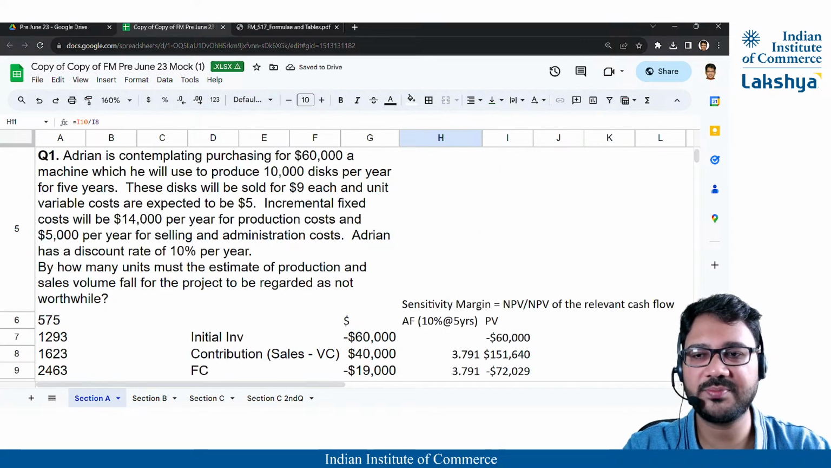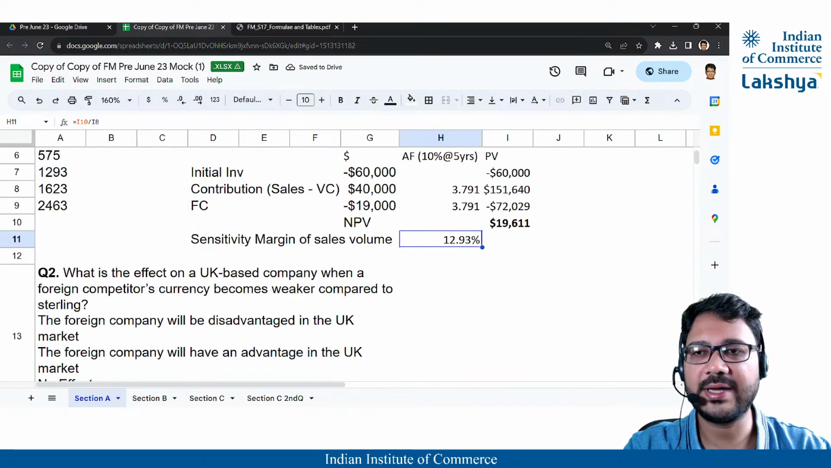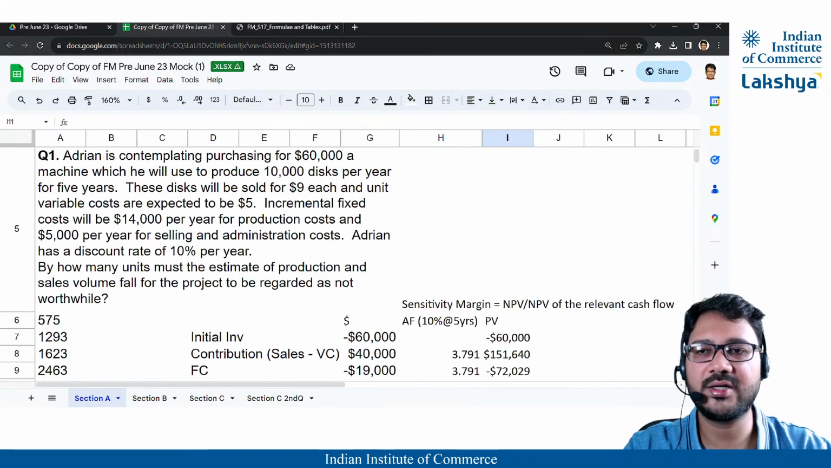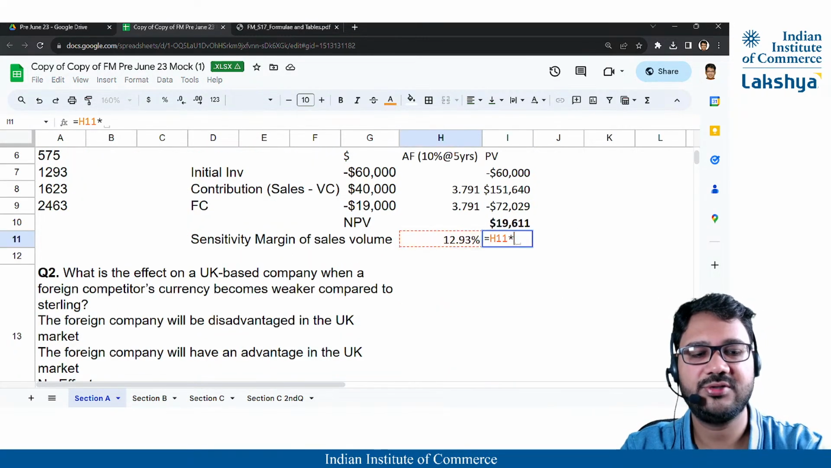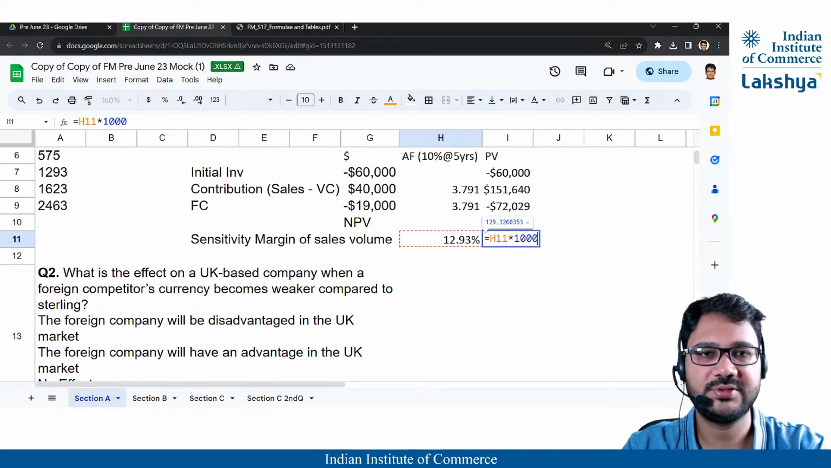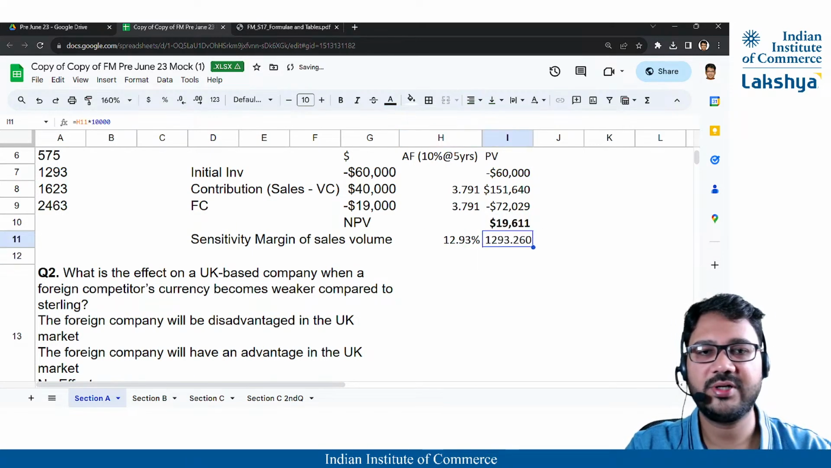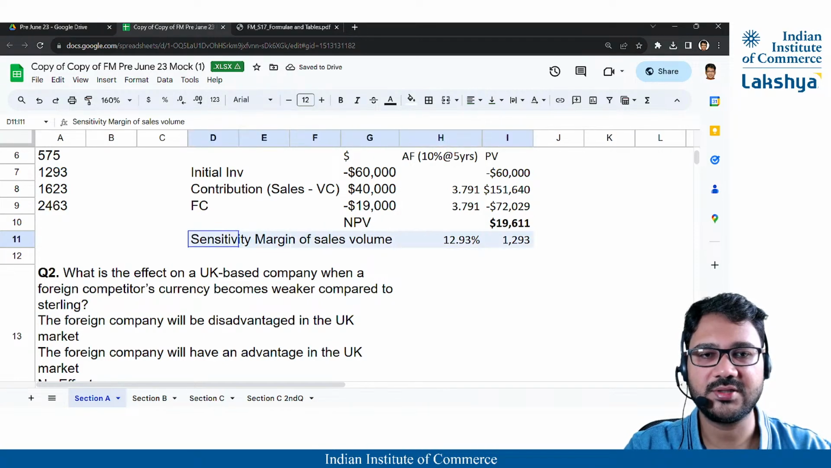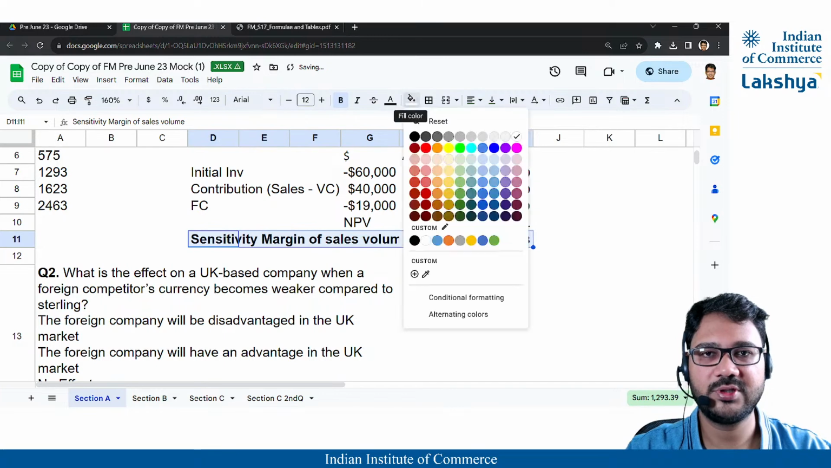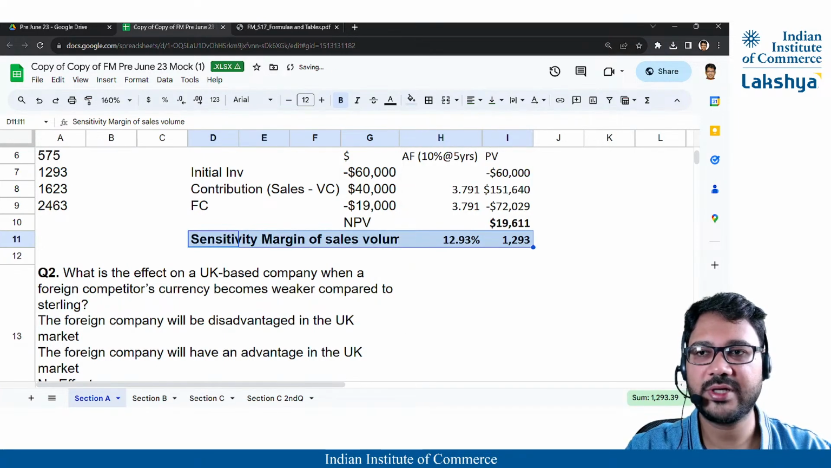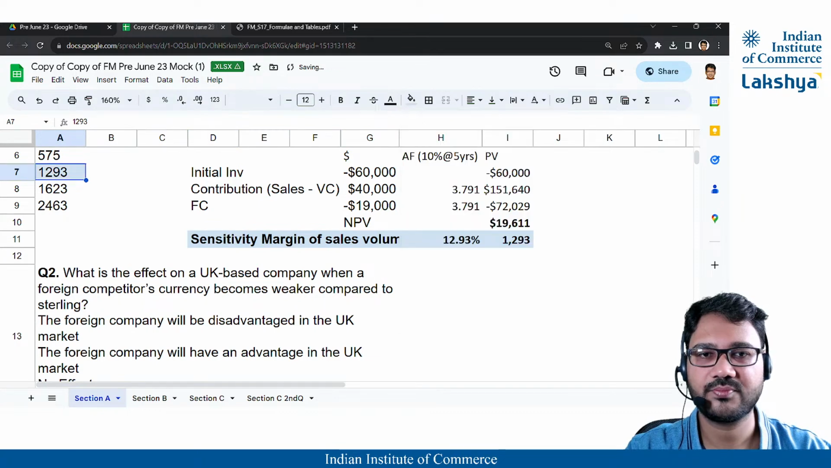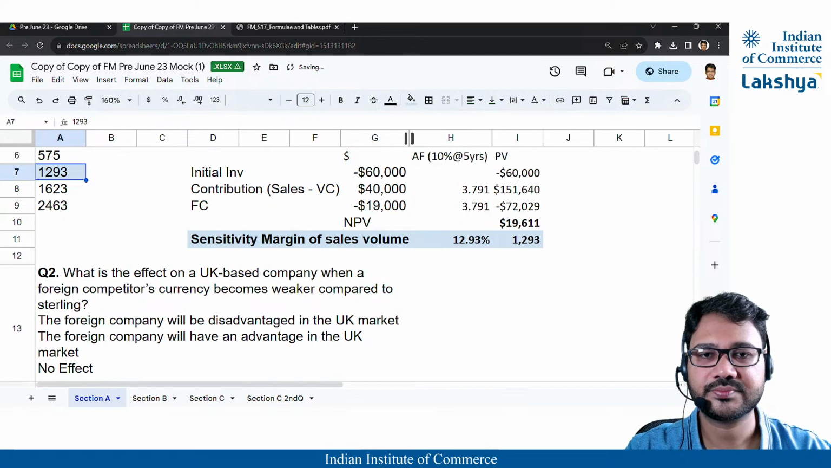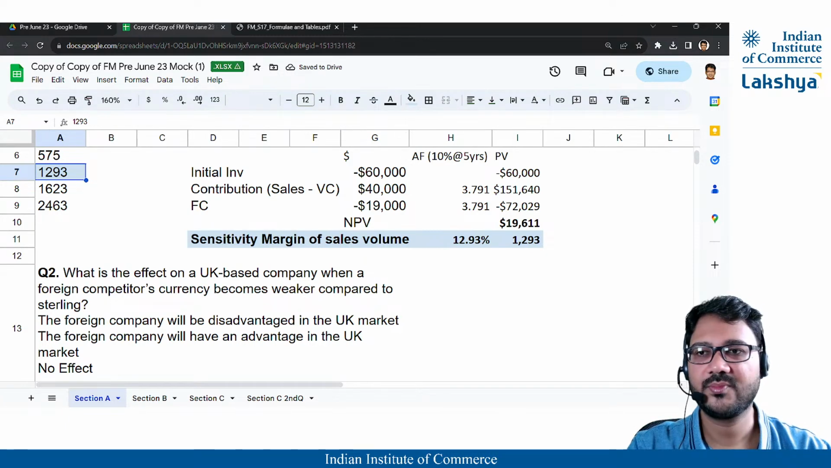Now, we don't want the answer in a percentage form. We want to know by how much can our units fall. Okay. So this into number of units, that's 10,000 units. Okay. So 1293. So this will be our final answer. Just make this bold and highlight it. So 1293 over here. All right. So that's our final answer.